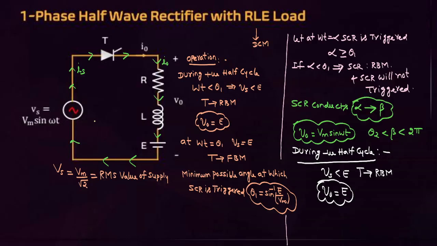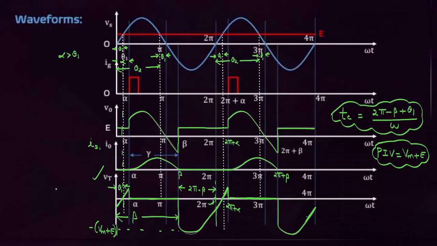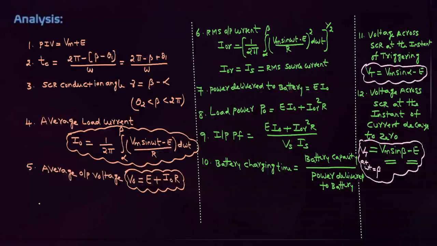One more configuration is single phase half wave rectifier with RLE load. RE load and RLE load, the only difference is that in RE load it is alpha to theta 2, but here it is alpha to beta. Because of the inductor, a beta will come. Then these are the waveforms. Waveforms are not important. No need to practice this. Directly go for the analysis.